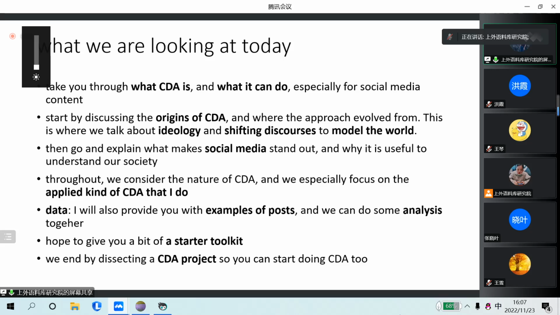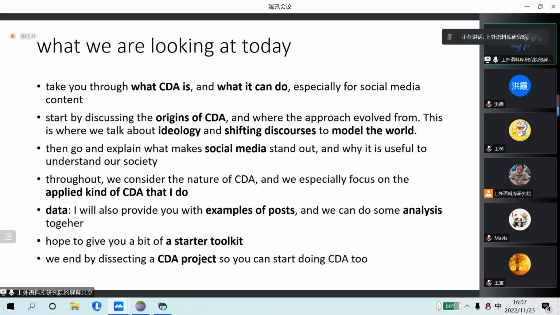Now, throughout, we consider the nature of CDA, and we especially focus on the applied kind of CDA that I tend to do in my research. We'll also look at a number of posts. So it's not just me talking. Well, it is still me talking, but we'll also together do some analysis, which I hope is fun. And I'm sorry for that typo. I hope that at the end of this, you'll come out with a bit of a starter tool of how you can apply CDA yourself. And we end, if we get there, by dissecting a CDA project that you can then possibly also do.